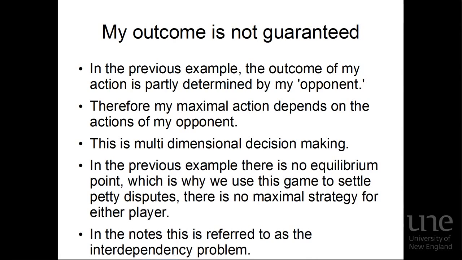This is multi-dimensional decision making now. The previous example, there's no equilibrium point, which is why we use this game to settle petty disputes. There's no maximal strategy for either side to play. It is fair. Now, in the notes, it's referred to as the interdependency problem. This should ring bells in your head for what you were asked at the beginning of this lecture. My action is interdependent on the actions of somebody else.